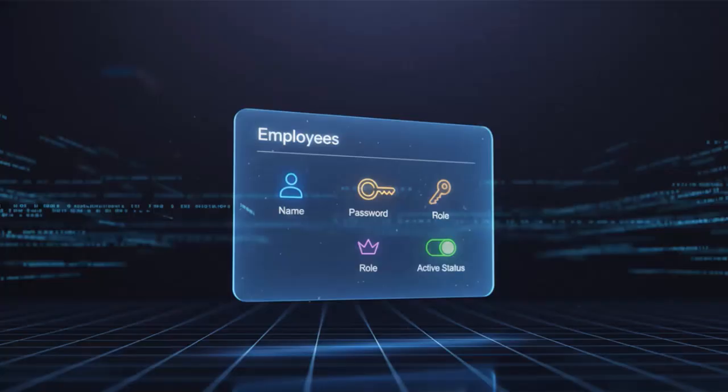So first up is the employees table. This one's pretty straightforward, you know? It's basically our master list of who can even try to log in. It holds all the essentials for each user: their name, their password, what role they've been assigned, and a simple check to see if they're currently active.